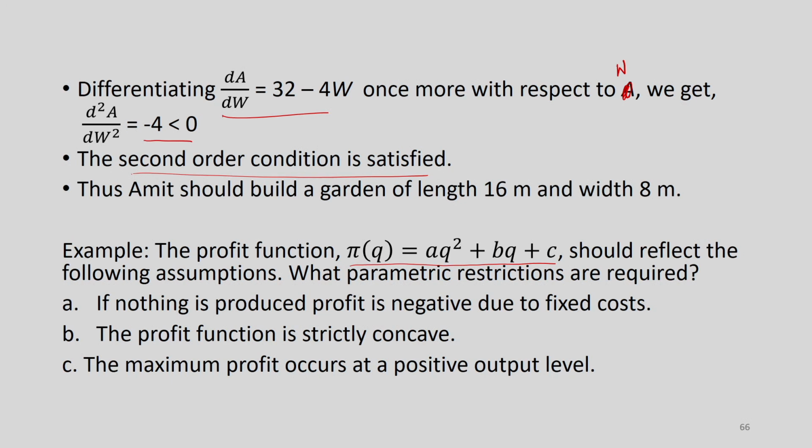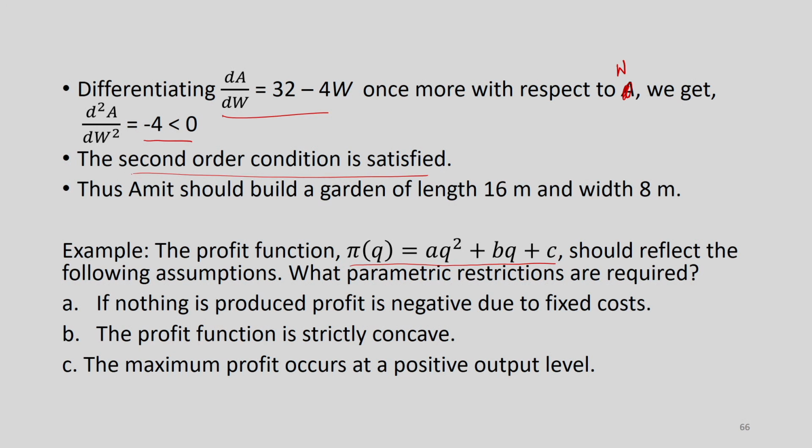So, our task is to find out what restrictions should be there on a, b and c. These are the parameters. What restrictions should be there on these three parameters so that these three conditions are satisfied? So, that is the problem. Okay, let us do them one by one.